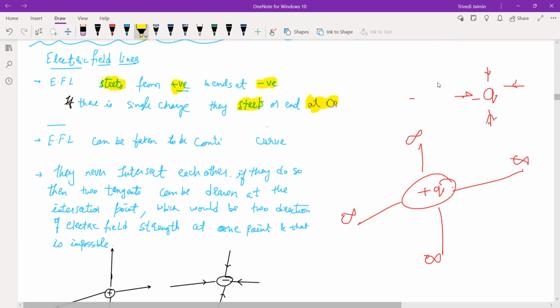So this one you already know, they never intersect, right? When they intersect, what will happen? If I show you here, these electric field lines can never intersect because at this point there will be two directions. If I draw a tangent from it, there will be two directions showing, which is not possible. So these are the properties of electric field lines.